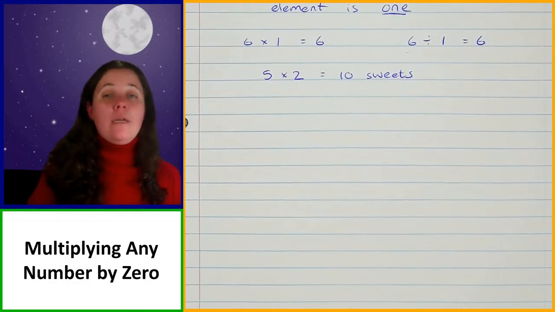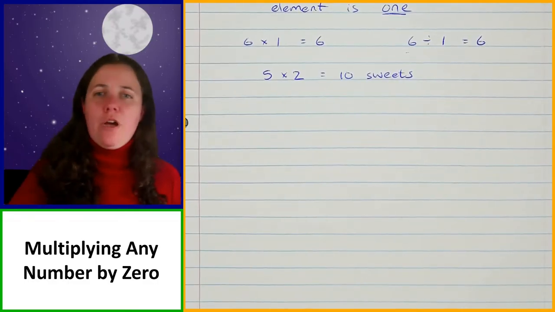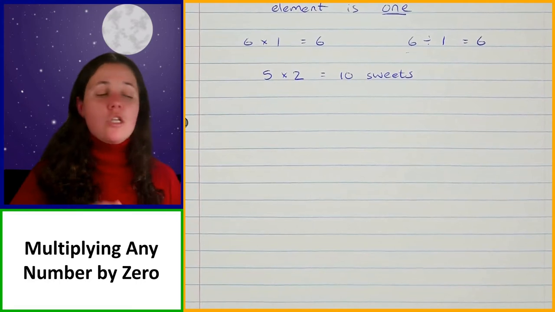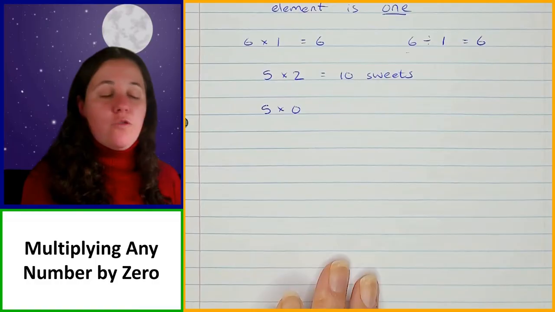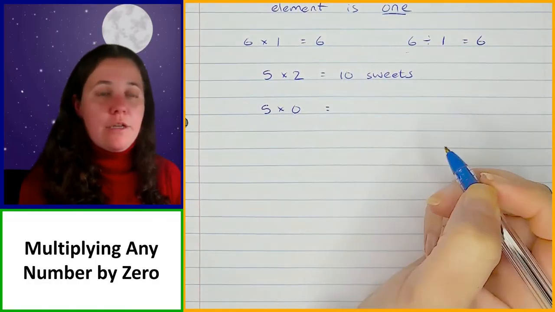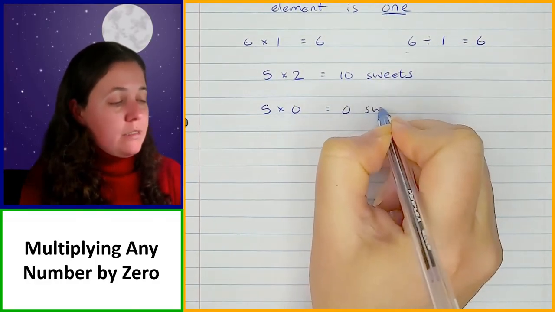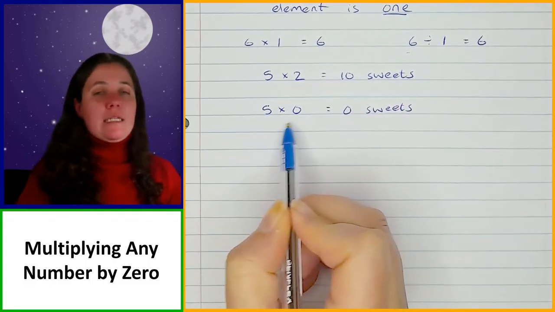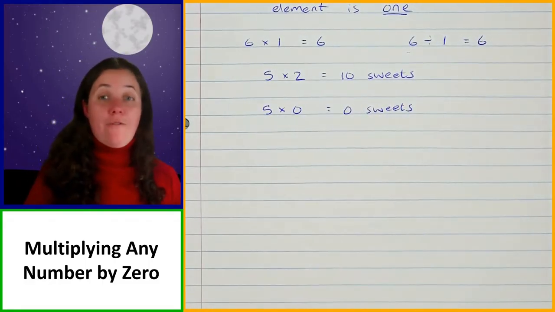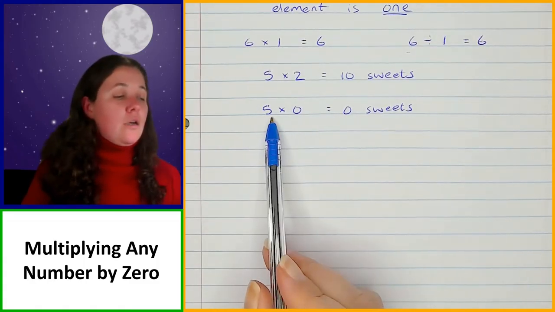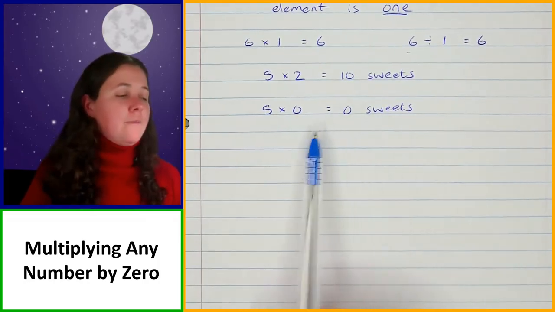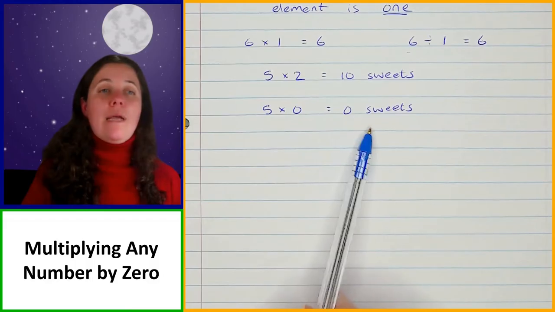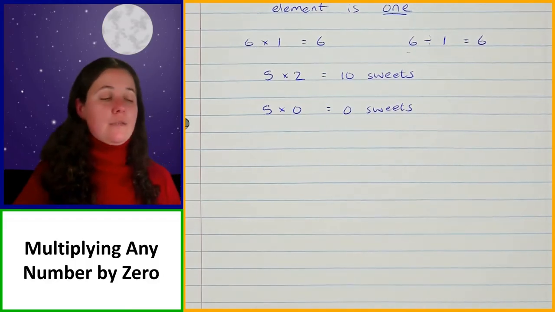Okay. Now, those sweets get eaten. You still have five bowls, but the sweets have all been eaten now. So now you have five bowls and there are no sweets in each of those bowls. So how many sweets do you have altogether? You have zero sweets. So when you multiply something by zero, like in this case we have five bowls, but in each bowl there were zero sweets, we multiply by zero and that tells us that altogether we have no sweets. So when we're multiplying by zero, we end up with zero as our final answer.